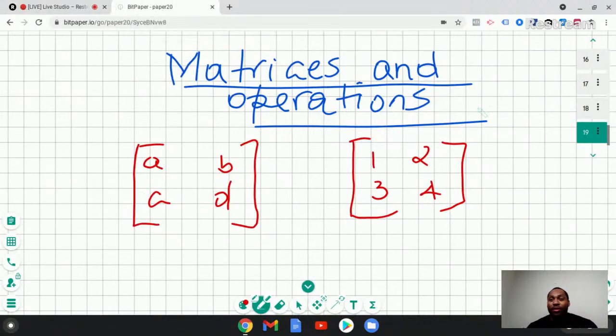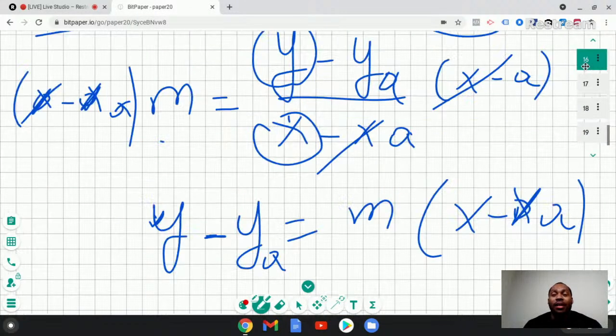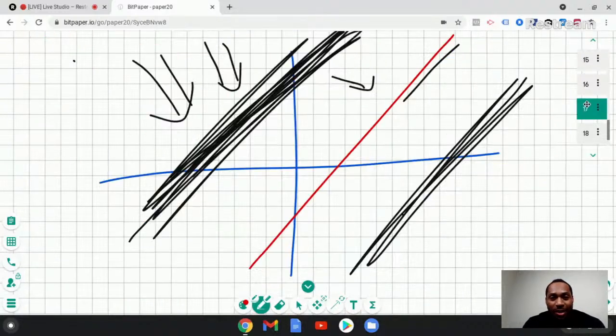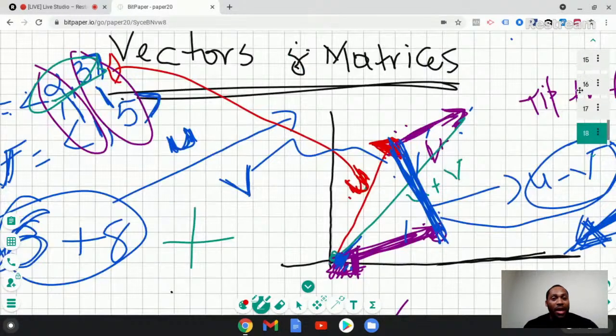I wanted to go back a little bit and talk about what we did last time. Last time we talked about vectors. We added some vectors, and I showed you how to represent them graphically. But I also showed you how to do operations on them.